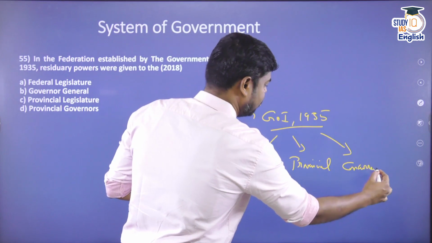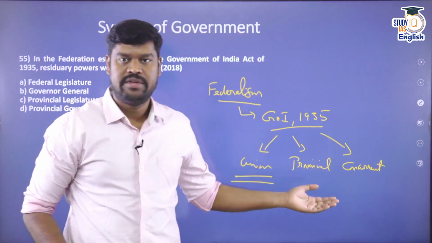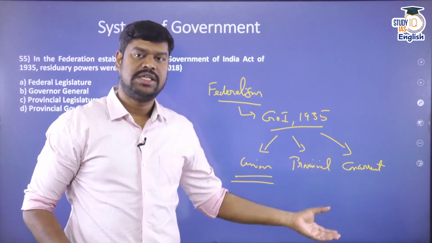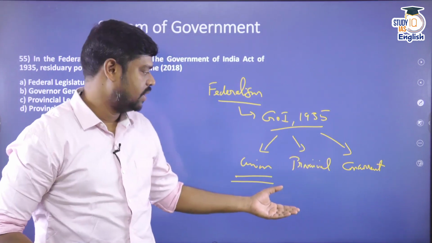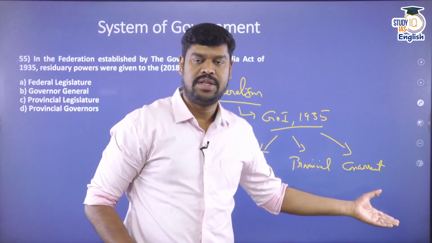So, the idea is whatever is the item that is mentioned in the union list, the union legislature will make the law. Whatever is the item that is there in the provincial list, the respective provinces and their legislature can make the laws, and in the concurrent list, both the union legislature and the provinces can make the laws.